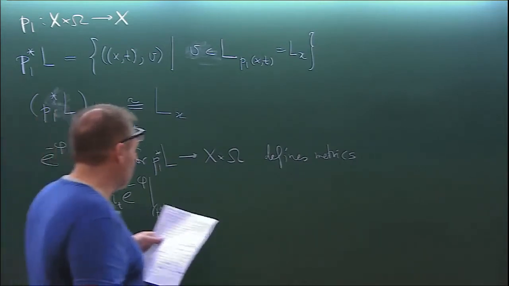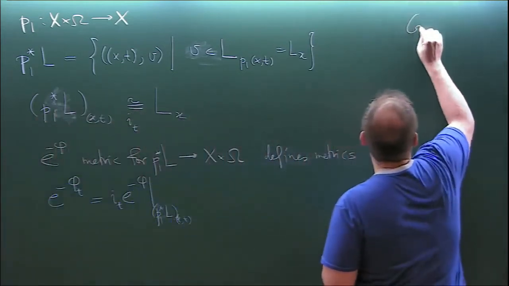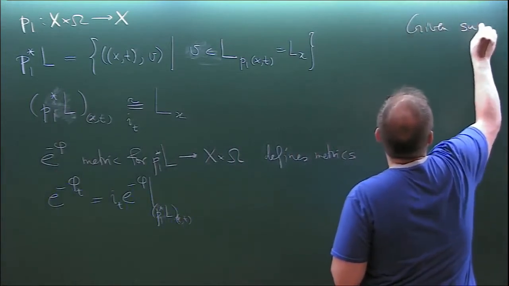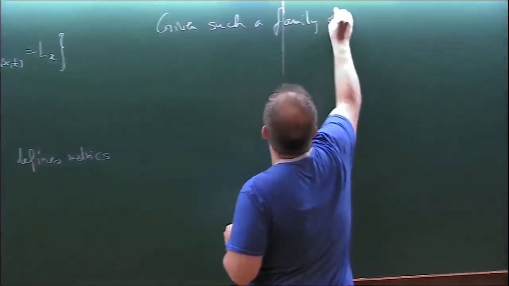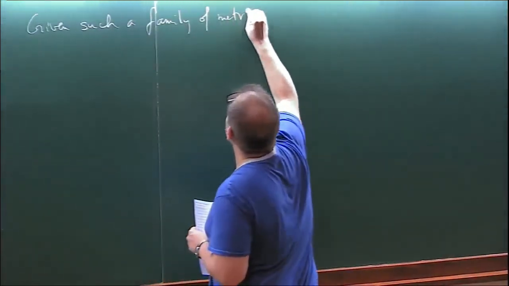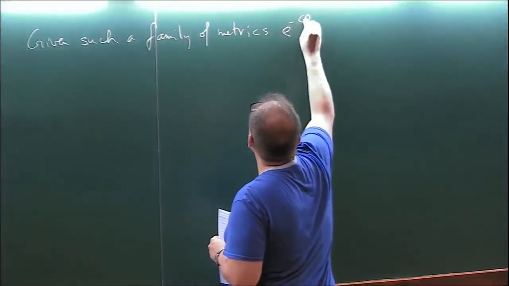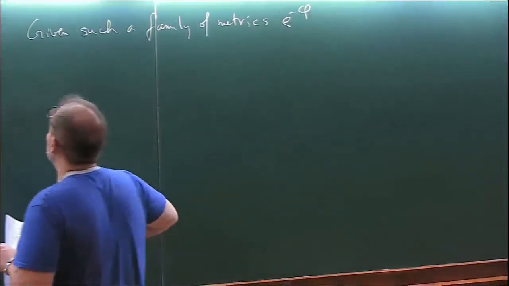Okay. So now, given this family of metrics e to the minus phi_t, we can define a family of Hilbert spaces.